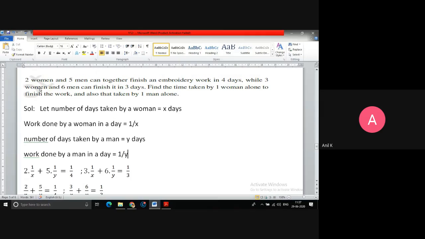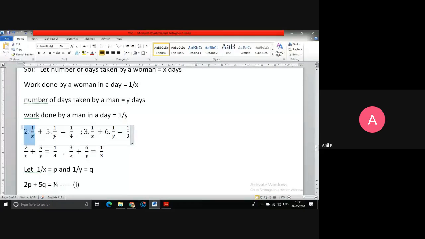Now come to the question, 2 women and 5 men. One woman does 1 by x of the work, so 2 women will do 1 by x plus 1 by x, right? One woman is 1 by x, so 2 women will be 1 by x plus 1 by x, which is going to be 2 by x. And for 5 men, 1 man is 1 by y, so 5 men will be 5 by y, because if I add 1 by y five times, it is going to be 5 by y. If I add them, 2 by x plus 5 by y.